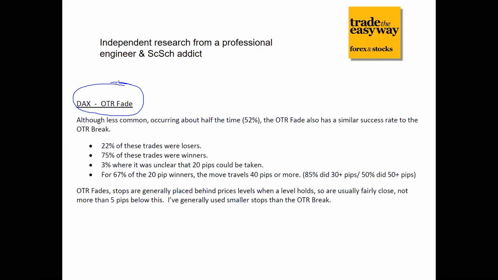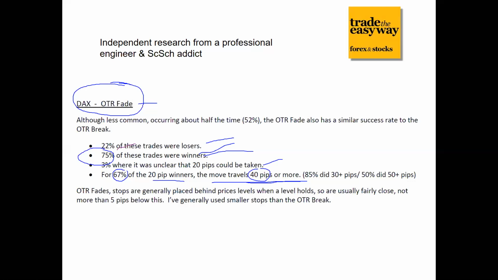So on this particular example, he's back tested the DAX and the pound. On this particular setup, just this one setup that we use, he said 75% of them were winners, 22% of them were losers, and 3% were trades that were not triggered by our system. And 67% of the 20 pip winners, the move travels 40 pips or more. So 2/3 of the trades actually go for 40 pips. So 2/3 of the 75% of the trades, sorry, I'm getting too technical, aren't I? Did more than 40 pips. Okay, that's not my words, that's Dan's study.